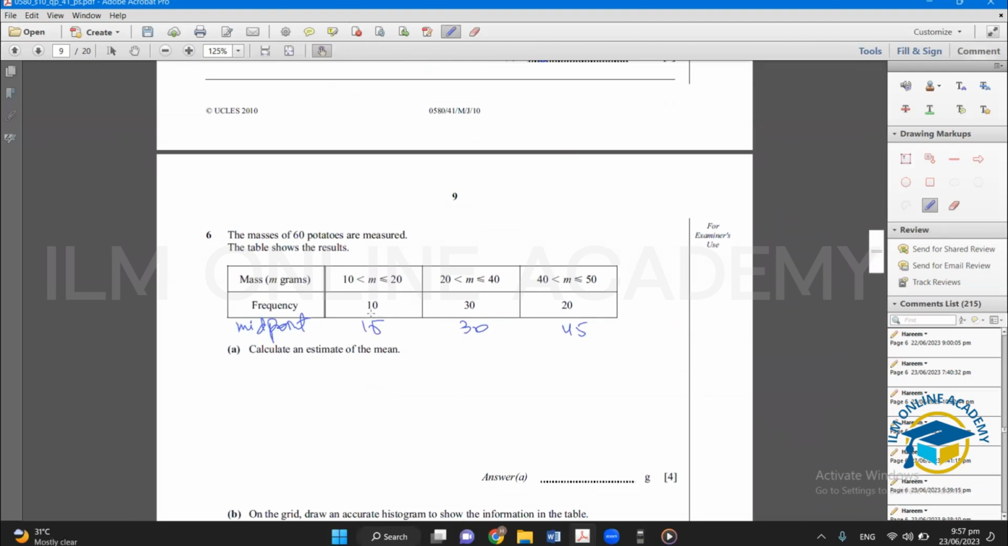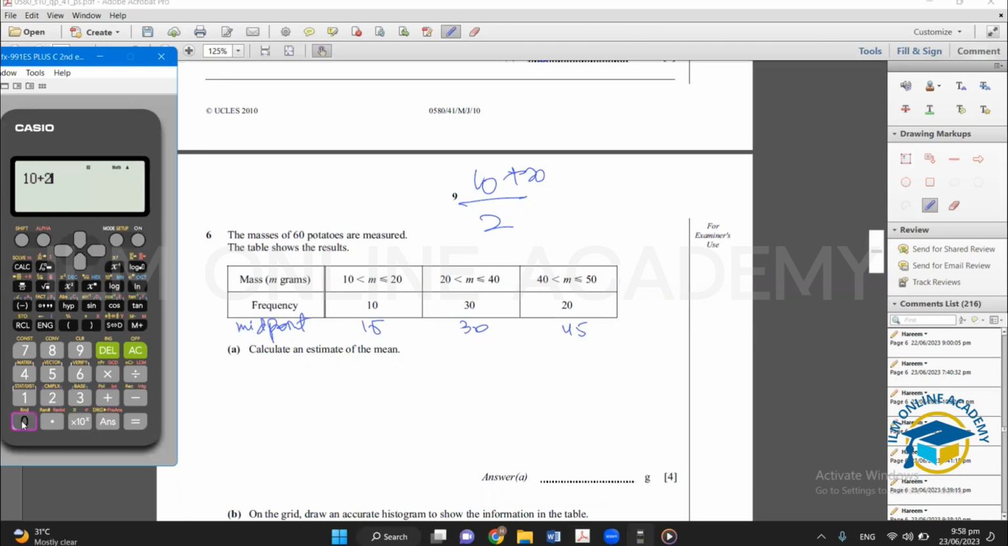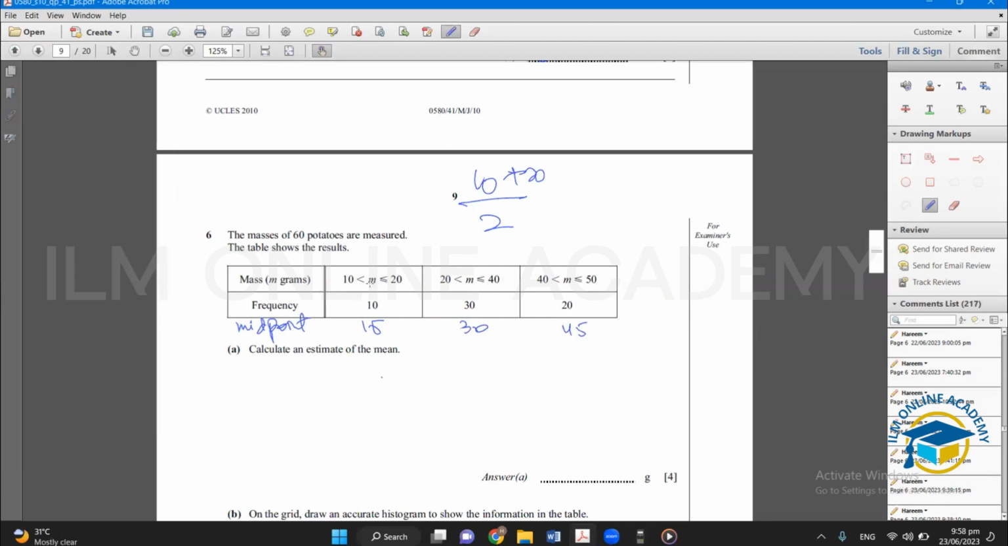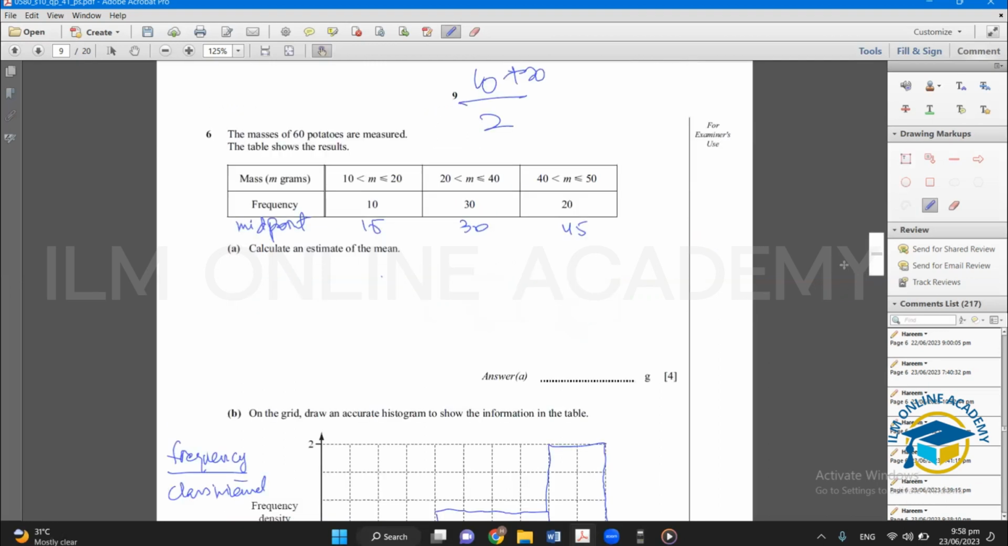So how do I find these midpoints? It's just 10 plus 20 over 2. Okay, so you will get the answer, and it's a basic concept. 10 plus 20 divided by 2, and you'll get 15. Between 10 and 20 there is a midpoint which is 15, between 20 and 40 there's a midpoint which is 30, and between 40 and 50 there's a midpoint which is 45.